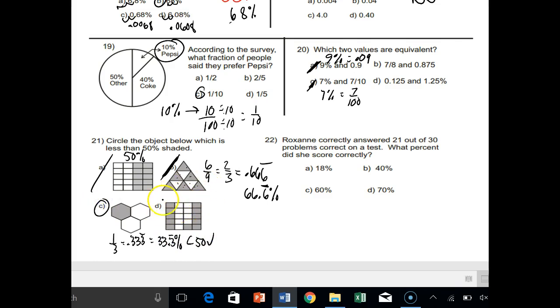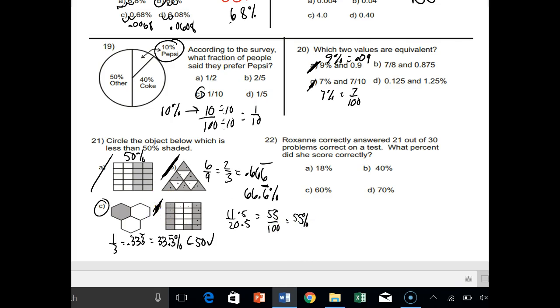And then D obviously is incorrect, but let's see, it's a 1, 2, 3, 4, 5 by 1, 2, 3, 4. So you have 5, 6, 7, 8, 9, 10, 11. That's 11 out of 20. If I do base 10 there, that's 55 over 100, which is 55%. So that's greater than 50% as well. All right, so C is your answer.